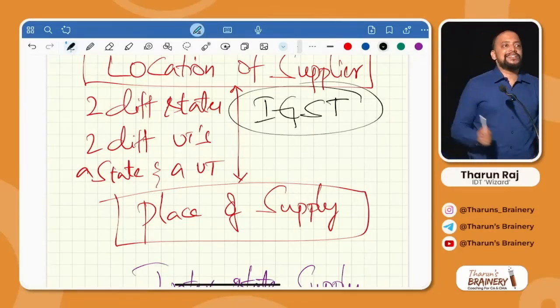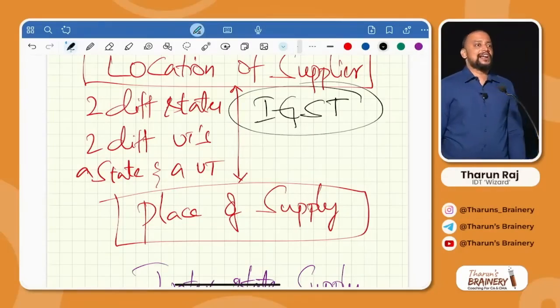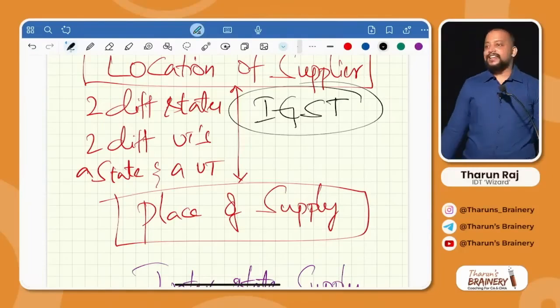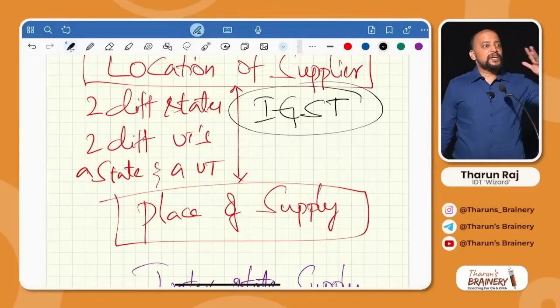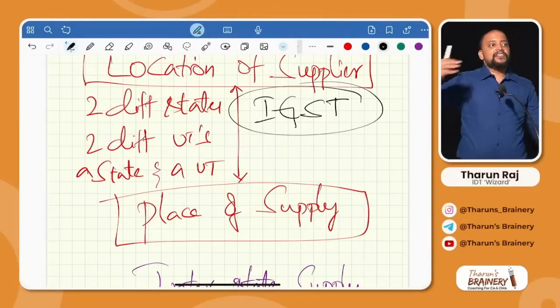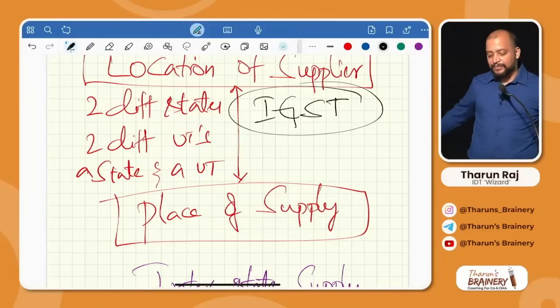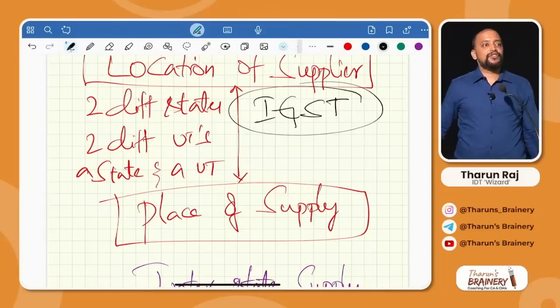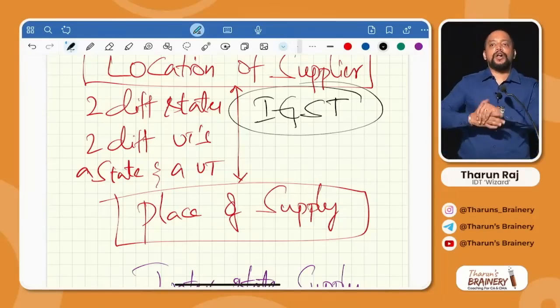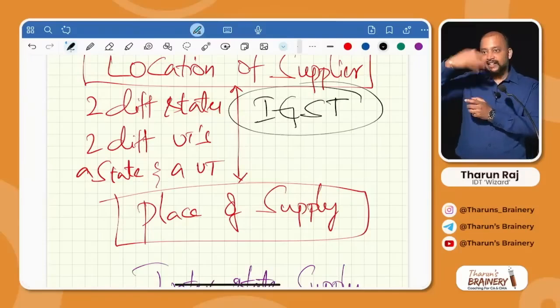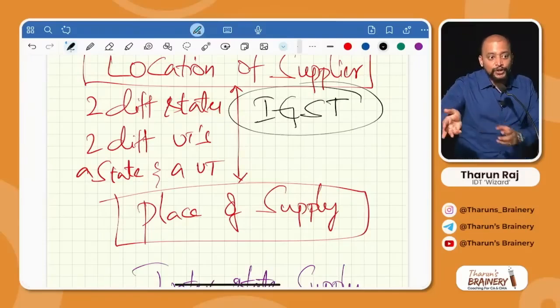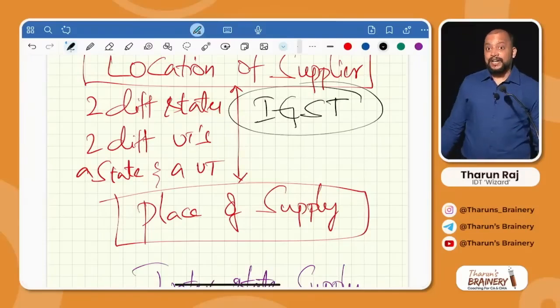What is always the share between central government and state government? 50-50. They are equal partners. Okay, 50% will be central government and 50% will be state government. So in IGST, what will happen? Full amount collected, 50% will go to, come on, central government. Remaining 50% will go to which state government?